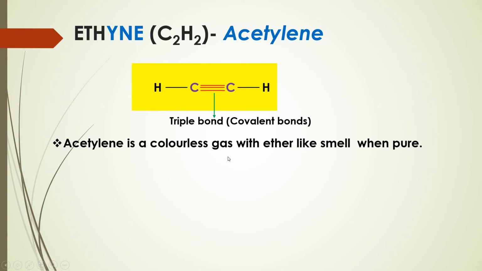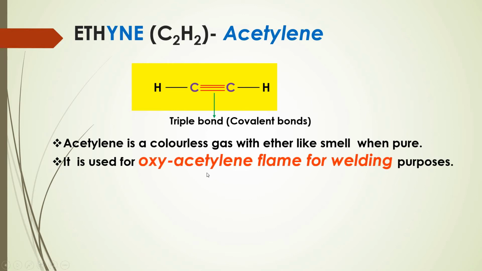Acetylene is a colorless gas with an ether-like smell when pure. So pure acetylene smells like ether. It is used for the oxyacetylene flame for welding purposes. All the welding shops use ethyne and oxygen gas for welding. This is a very, very important use of ethyne or acetylene, and the name of the gas or flame is called the oxyacetylene flame.